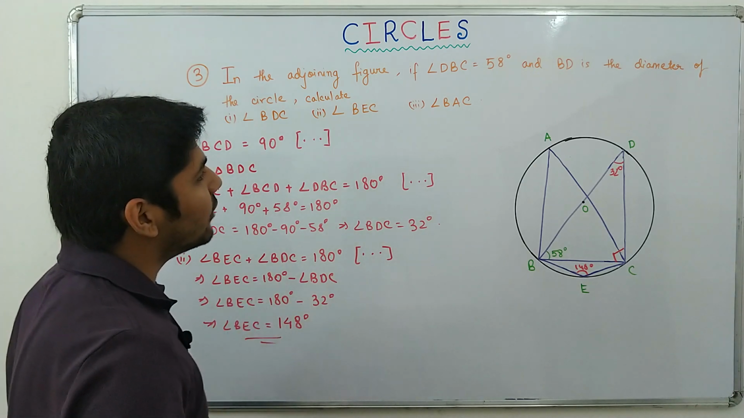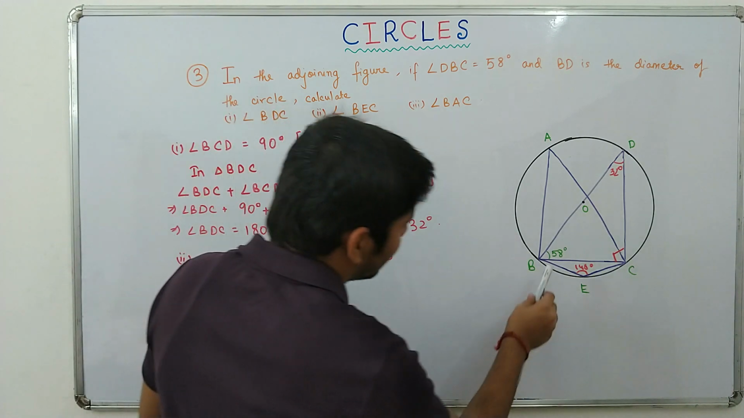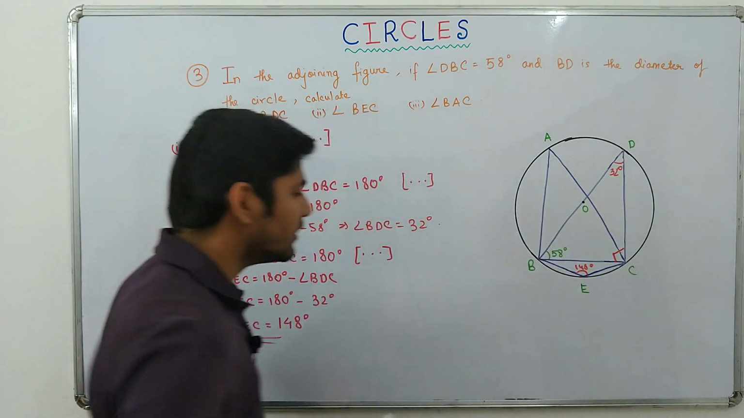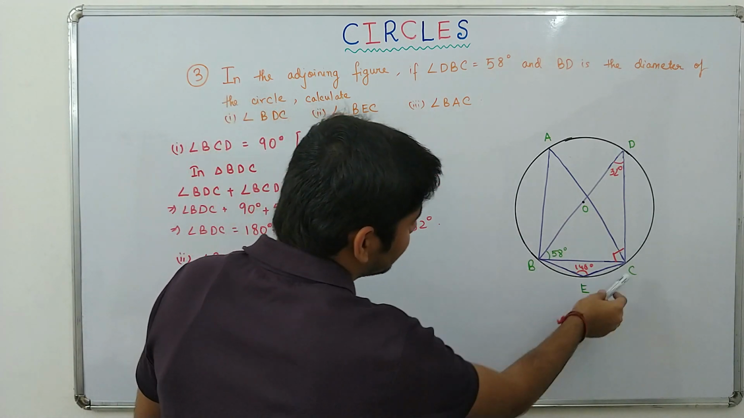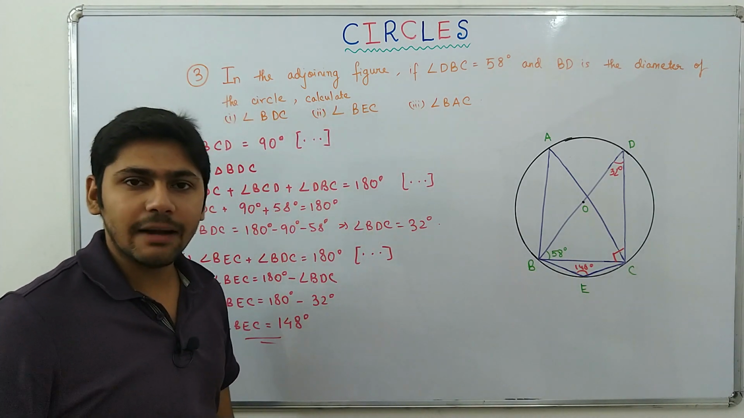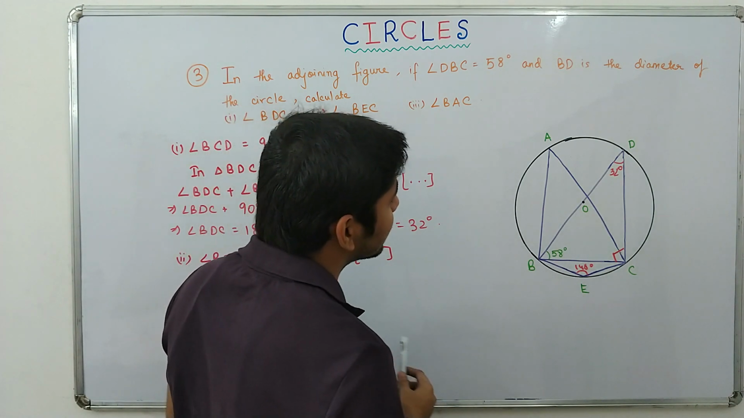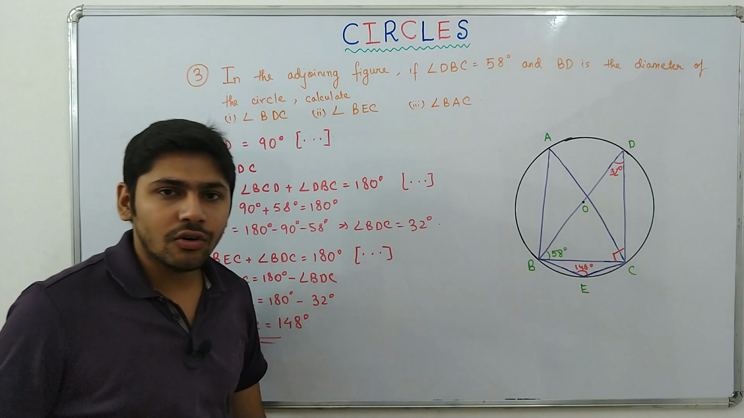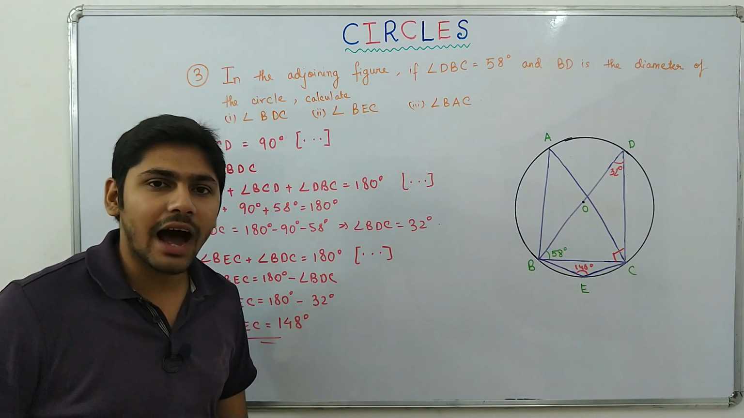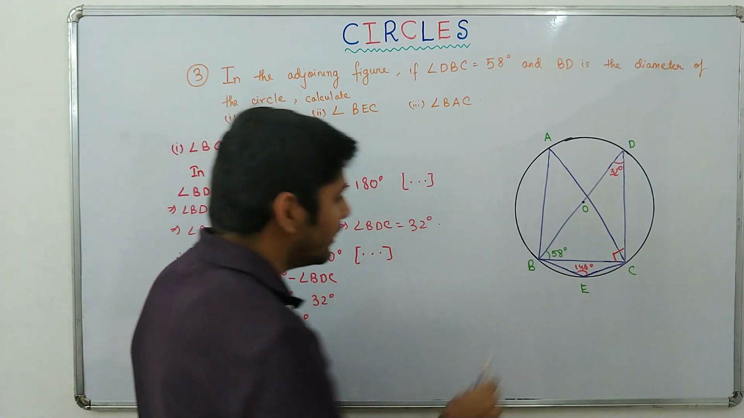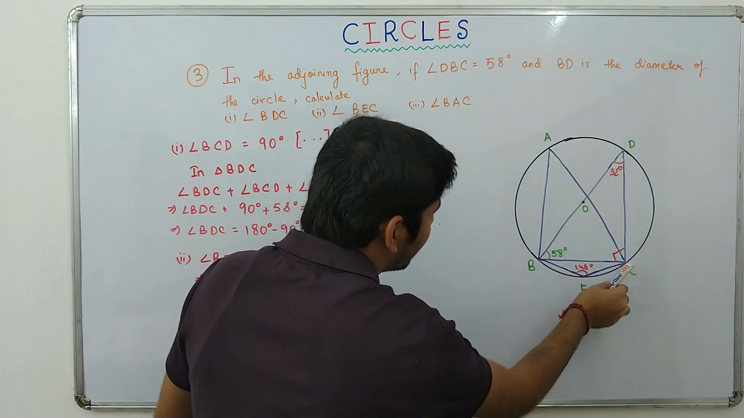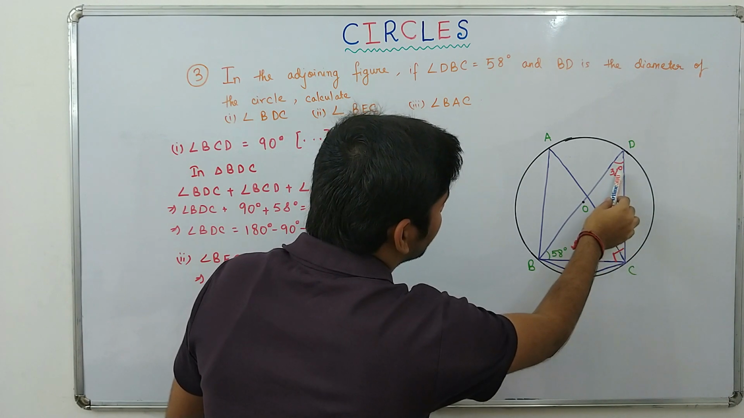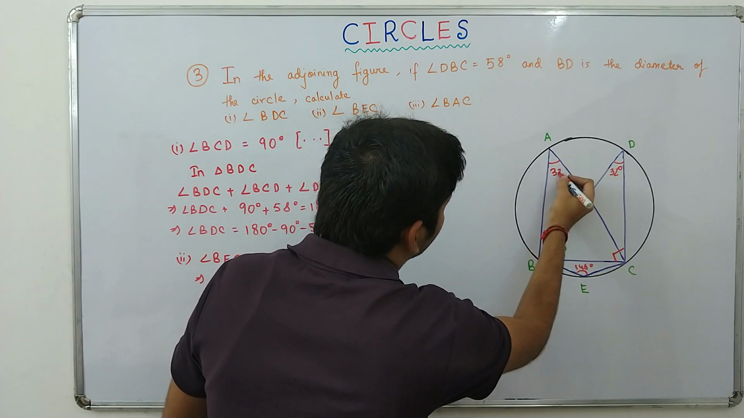In number 3 we have to calculate angle BAC. What's that? Angle BAC, that means this angle over here. Now we can see that BC is an arc of the circle and BC is subtending two angles at the circumference, one at A and one at D. And we know the angles in the same segment are equal. So we will have angle BAC will be equal to angle BDC. So if this is 32 degree, this will also be 32 degree.